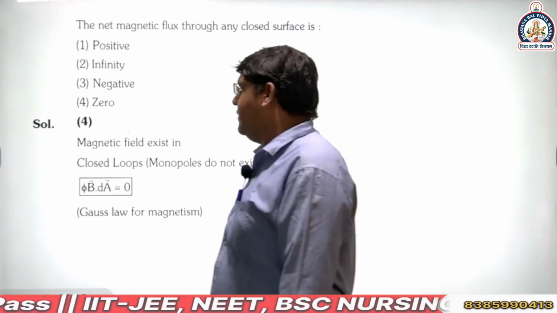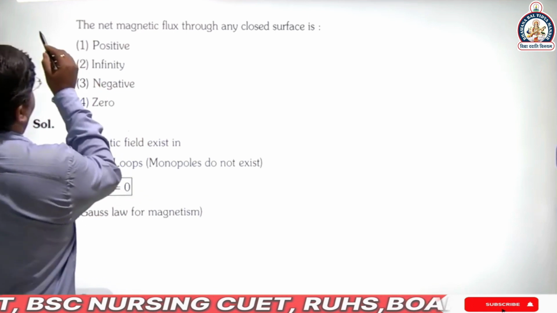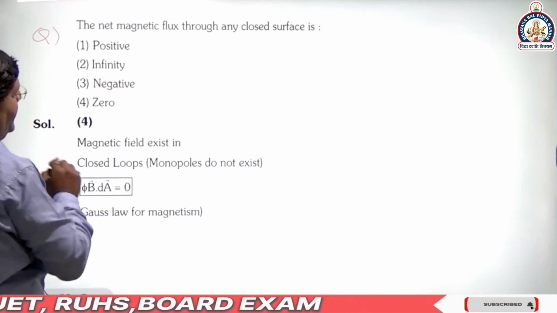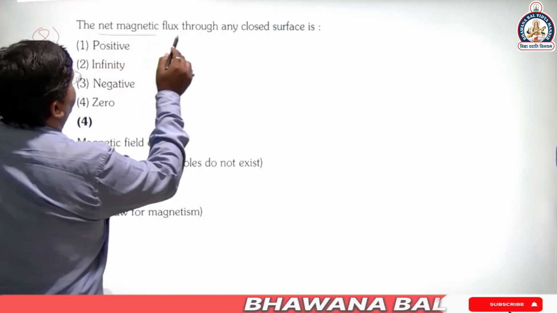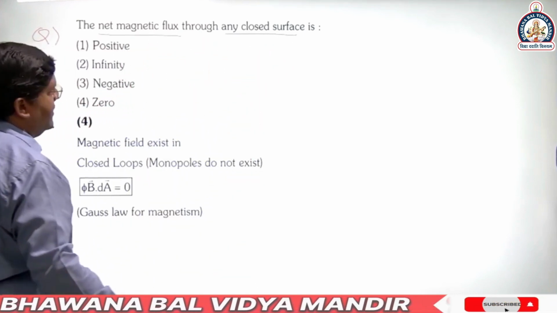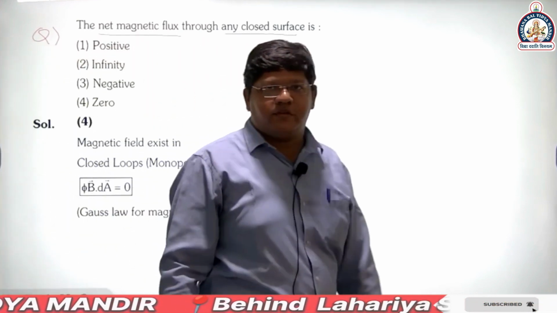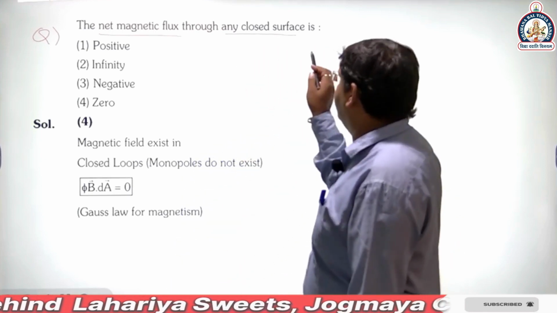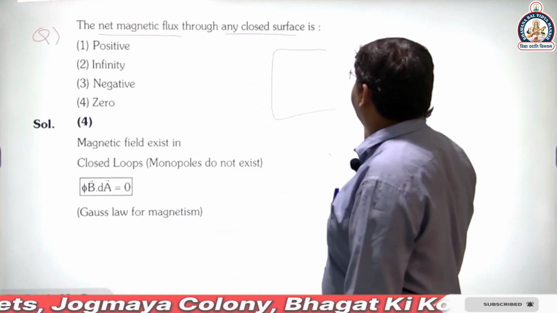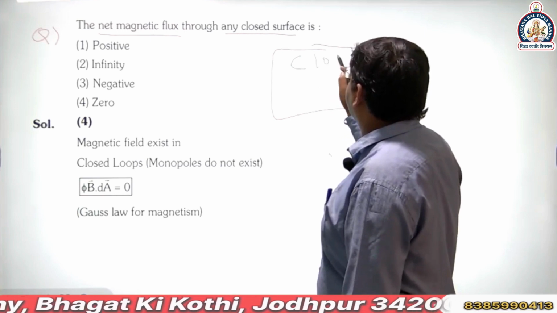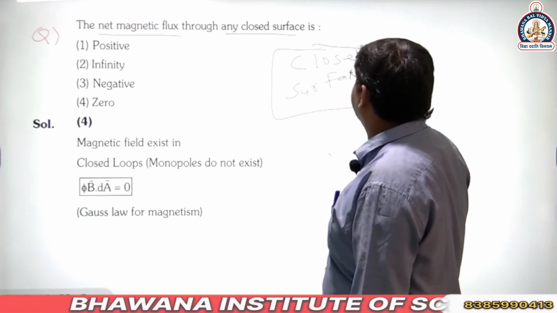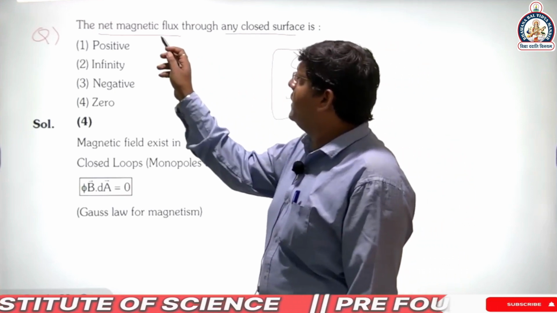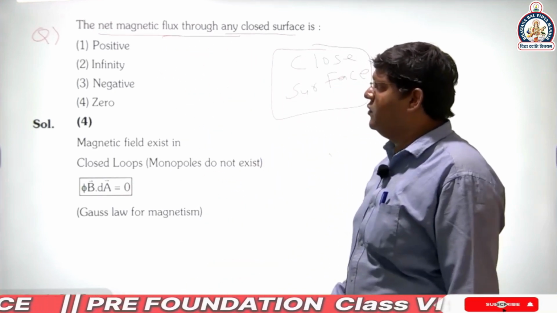The next question in this chapter is about the magnetic dipole moment. The question: the net magnetic flux through any closed surface is, we are provided with a closed surface. According to the question, we are provided with any closed surface. The question is, what is the value of net magnetic flux through this?